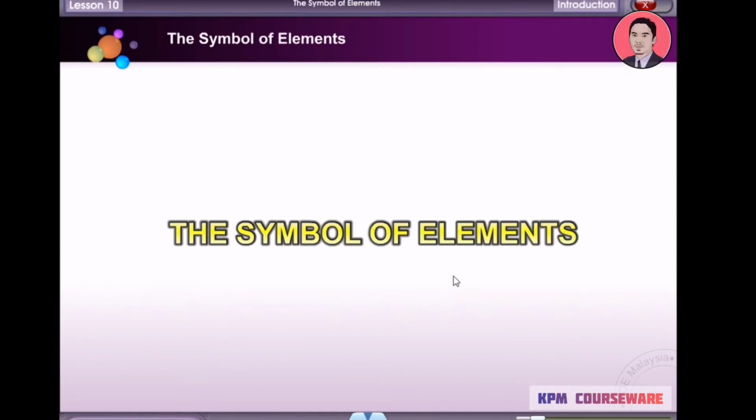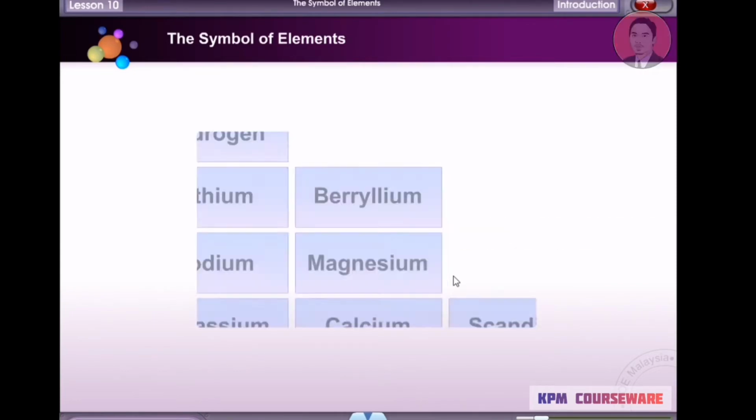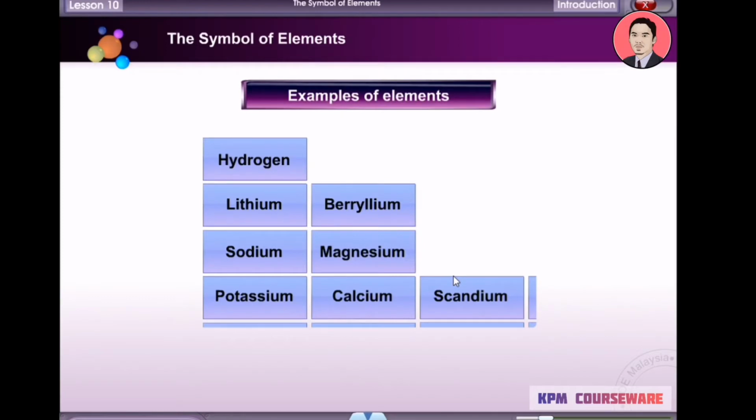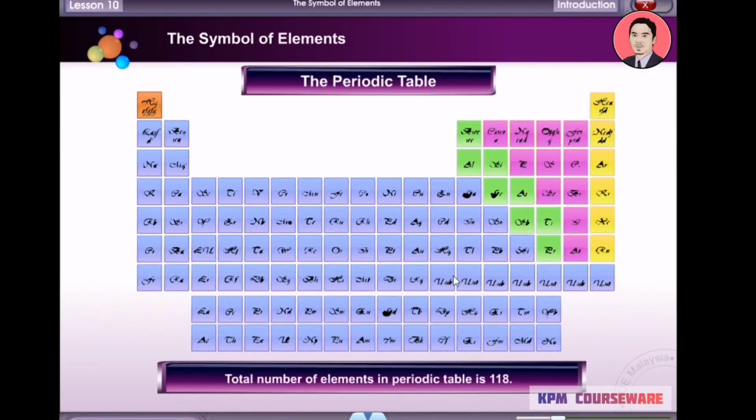The symbol of elements. These are some of the elements from the periodic table. The total number of elements in the periodic table is 118.